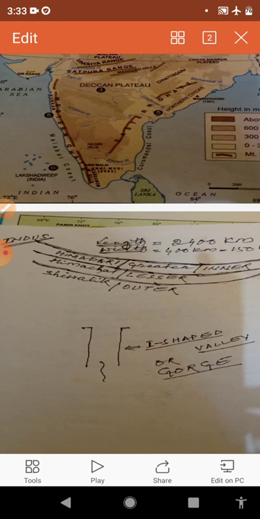Another feature is that the core, the innermost part of this range of the Himalaya, is composed of granite, that is igneous rock. Another feature is that this range of the Himalaya is permafrost. It is covered with snow and ice sheets throughout the year.